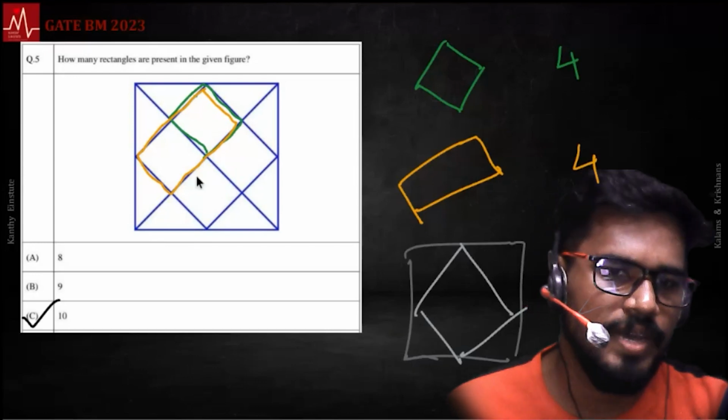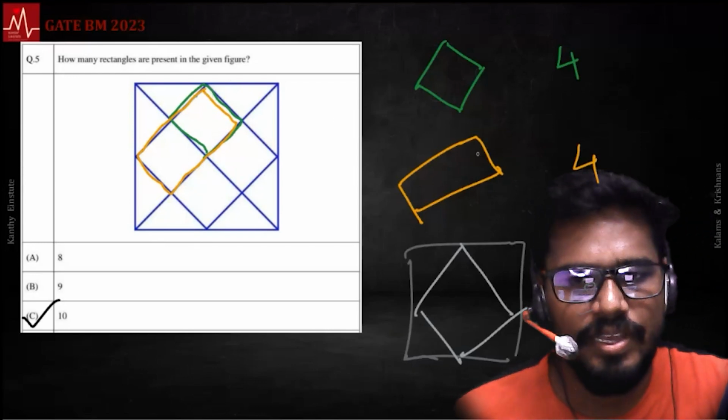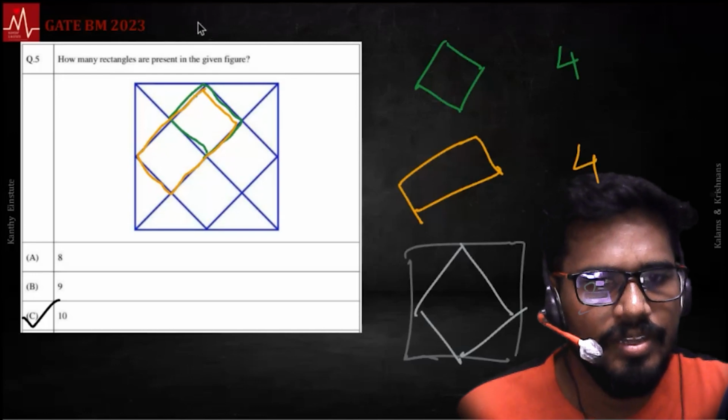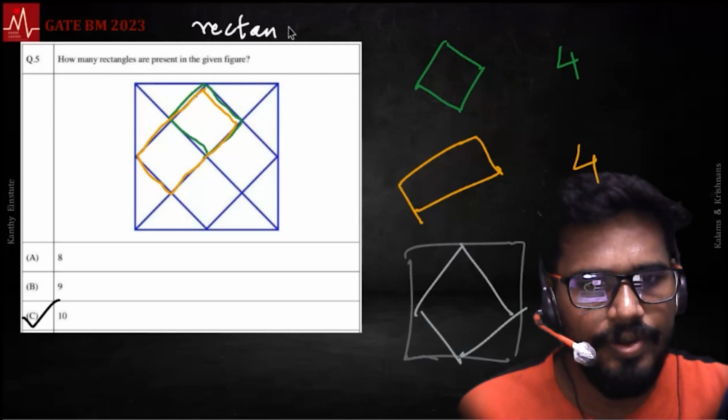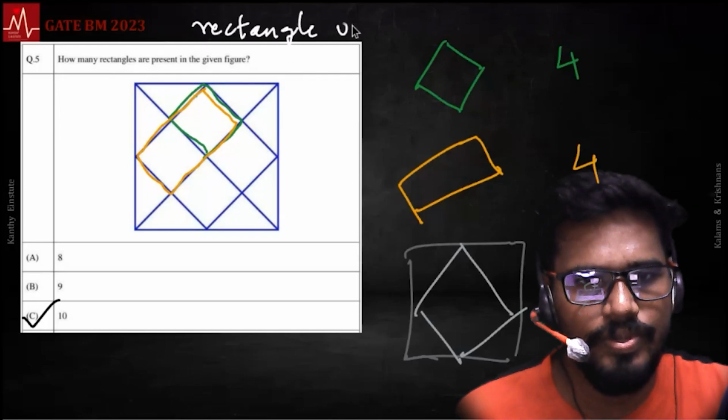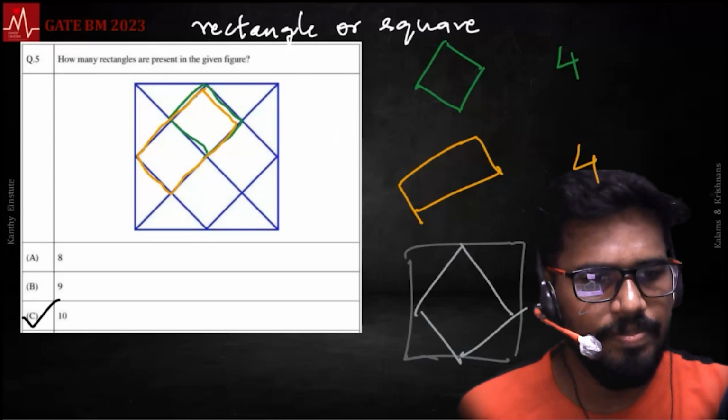But there are places where that kind of bias can be very strong. Rectangle or square? Rectangle or square? In fact, an example is this.